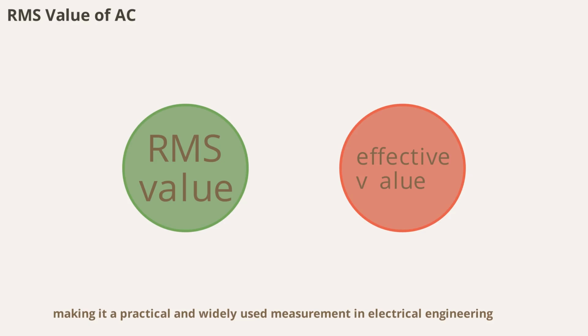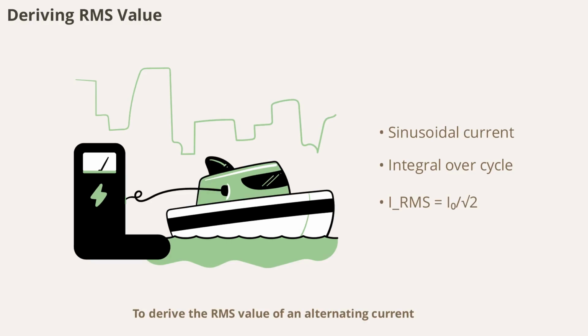measurement in electrical engineering. To derive the RMS value of an alternating current, we start by considering a sinusoidal current, I = I0 sin ωt, where I0 is the peak current. The RMS value is defined as the square root of the mean of the squares of instantaneous values over one complete cycle. Mathematically, it's written as I_RMS = sqrt((1/T) ∫ from 0 to T of (I0 sin ωt)² dt). Solving this integral, we find that I_RMS = I0/√2. This derivation not only provides the formula, but also helps us understand why the RMS value is always less than the peak value for a sinusoidal AC.